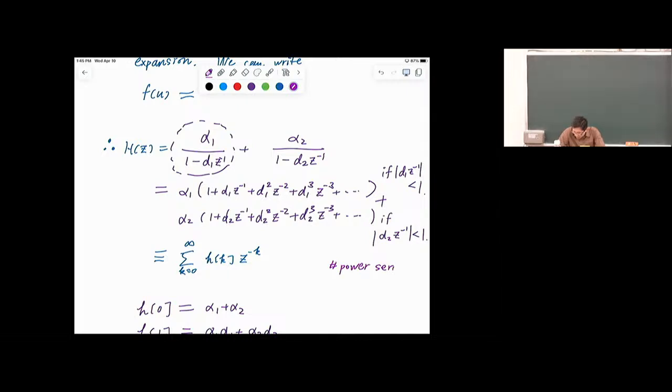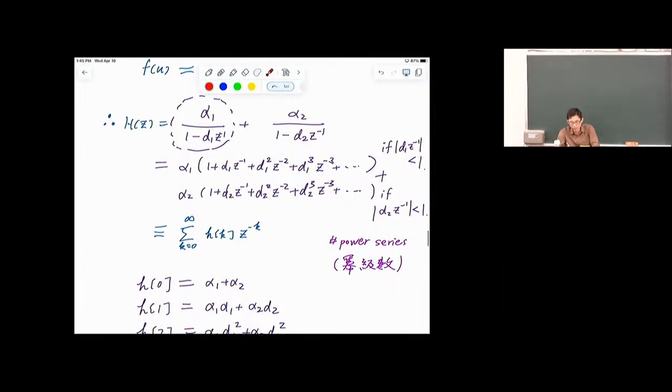Power series, or in Chinese, 幂级数. 幂 is the power. Power is something, the exponent. 了解吗? 次方数, power. 幂级数. When we write h of z as the sum of two power series of z inverse, to be exact, we have z inverse, z inverse square, z inverse cube, and so on. By definition, h of z is the z transform of the impulse response, right? This is how h of z is defined, okay?